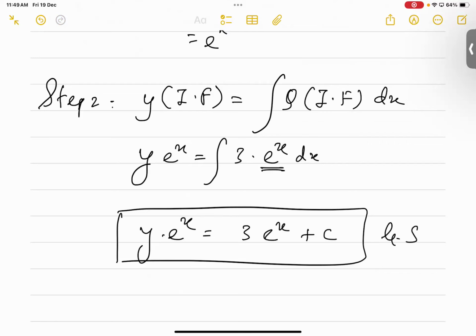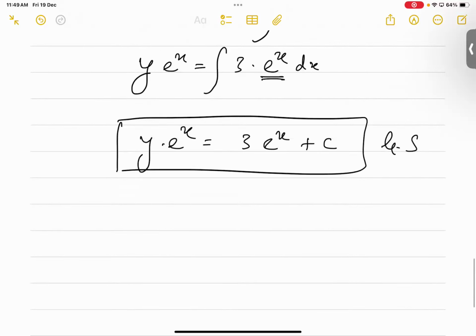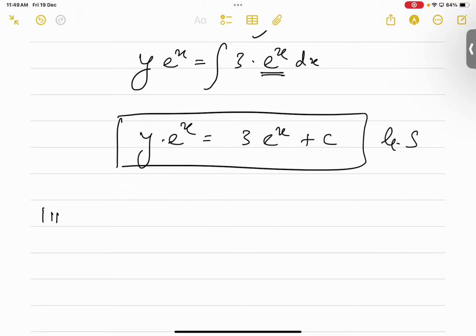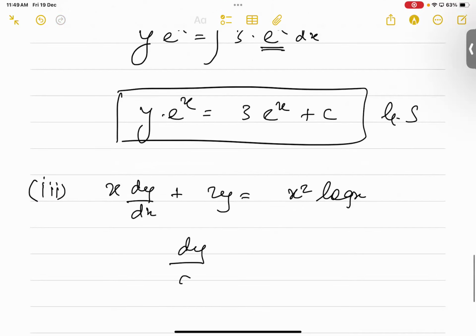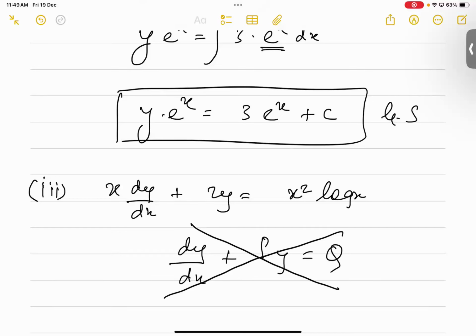And believe me, such type of problems they can even ask in activity. Third one: x dy by dx plus 2y equal to x square log x. Okay. Now this we cannot compare with dy by dx plus py is equal to q. We cannot do this. Can someone tell me why?